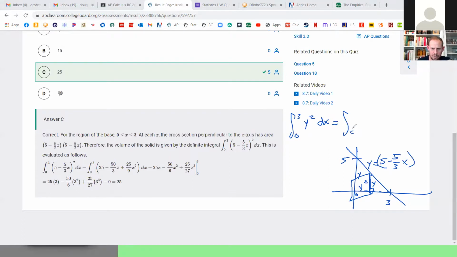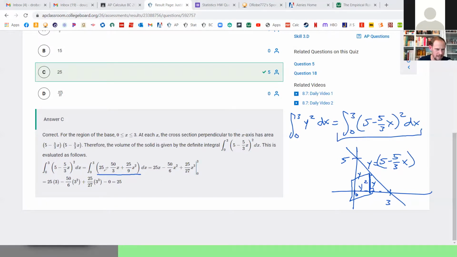So we get the integral from 0 to 3 of 5 minus 5/3 x squared dx. And then it's just a matter of working that out. There's a couple different ways we can work it out. It looks like they worked it out by hand. Maybe this wasn't a calculator question. If it was, we could just throw this right in our calculator and get an answer. Looks like it's a nice whole number.